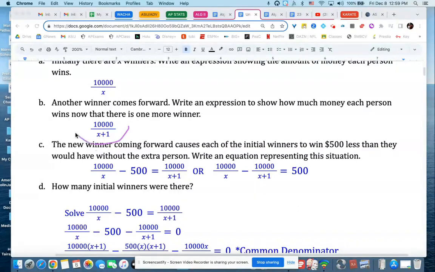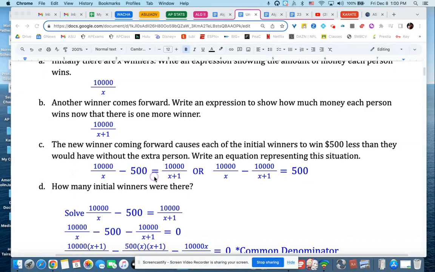So what does that look like with the original stuff? Well, I used to get this much money, but then when the extra person came forward, I got this much money. So that difference is $500. This is probably the way I think about it: this is how much money I started with, how much money I thought I was going to win. And then when the extra person came along, this was the amount of money that I actually got. So the difference between those, I'm subtracting those, is $500. So hopefully that makes sense in your brain.